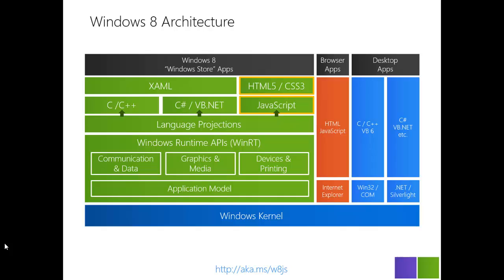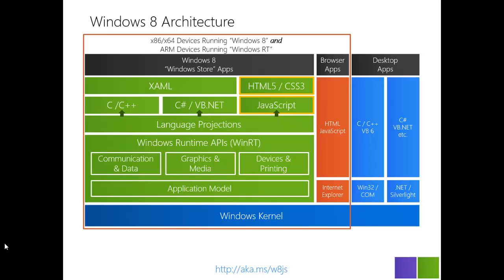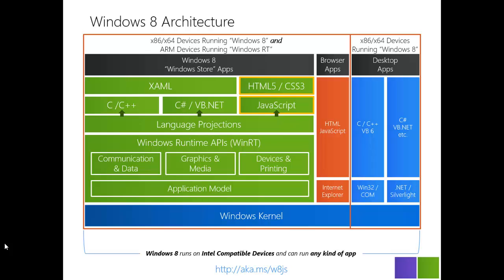The extent that you can access this architecture depends on the type of device you're running on. Windows 8 Windows Store apps, however, are available on all Windows 8 devices. They run on Intel-compatible x86 and x64 devices, as well as ARM-based tablets. The desktop applications, however, are only available on Intel-compatible computers. Now, to differentiate between those, there's two different versions of the operating system. Windows 8 runs on Intel-compatible devices, but on a Windows 8 OS, you can run any kind of app, Windows Store apps as well as desktop apps. Windows RT is run on ARM-based tablets, and it only runs Windows Store and, of course, browser-based apps.